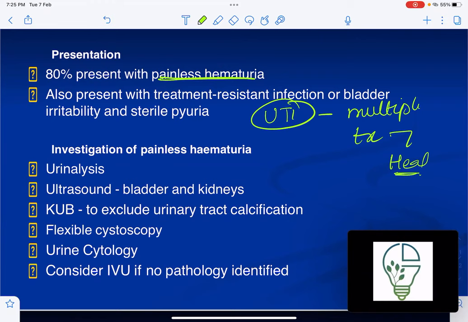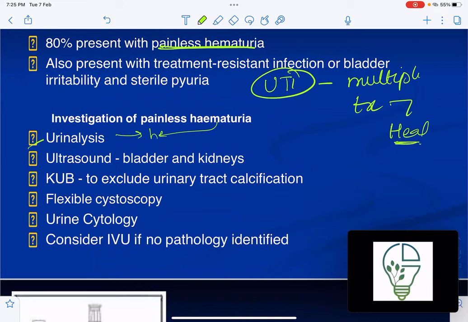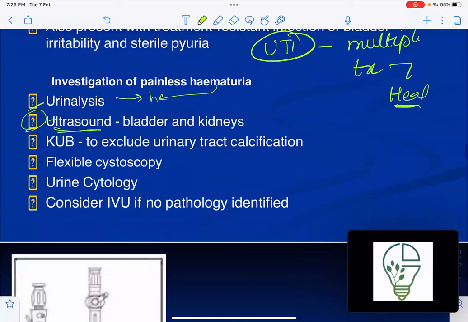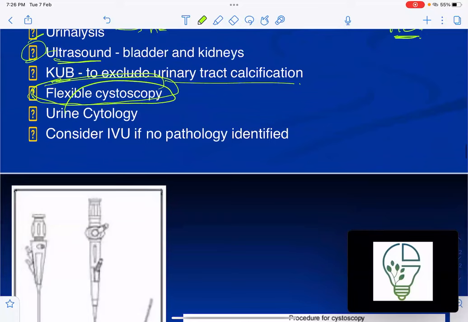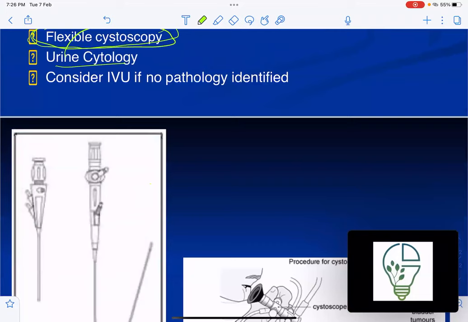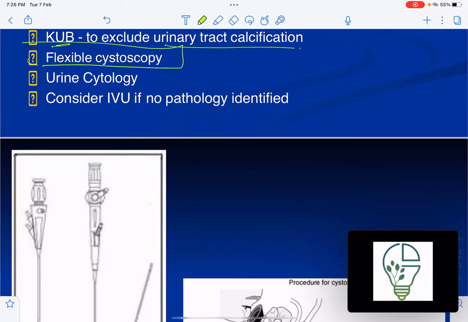What is the investigation we use? The first thing is urine analysis. This will actually show hematuria, meaning RBCs, even if there's no gross hematuria, meaning if we can't see it with our own eyes. Another initial investigation is ultrasound. Then we have the KUB to exclude any urinary tract calcification. And the most important one, the one that gives us the definitive diagnosis that the patient does have bladder cancer, is flexible cystoscopy. After that, we also do urine cytology and etc., but this is only after doing a flexible cystoscopy. So this is actually the definitive investigation of choice.